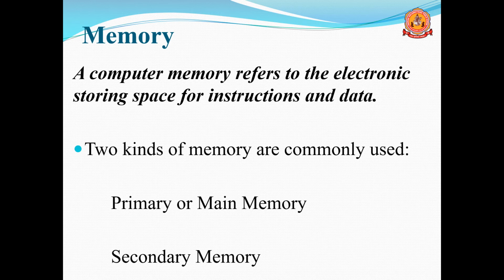Then if we take the memory, memory is mainly divided into two types. One is primary memory, or main memory. One more type is secondary memory. Memory mainly is of two types: primary memory and secondary memory.